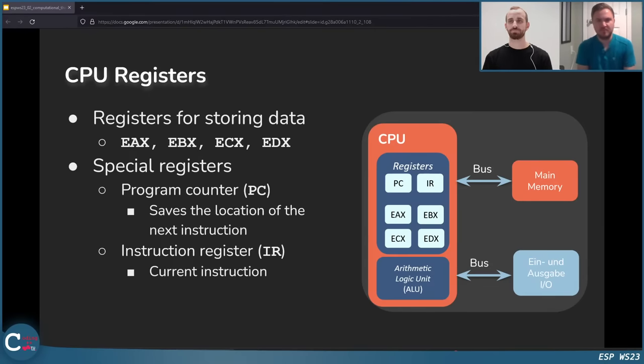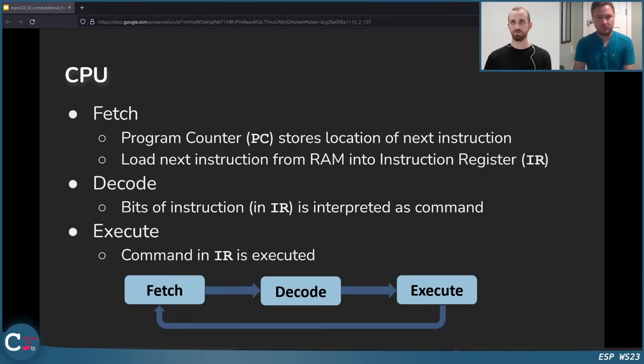Not a lot. And there are also some special registers, like the program counter and the instruction register. The program counter saves the location of the next instruction, and the instruction register saves the current instruction. So we talked now much about instructions, and I will give you an overview of what an instruction can be in short.